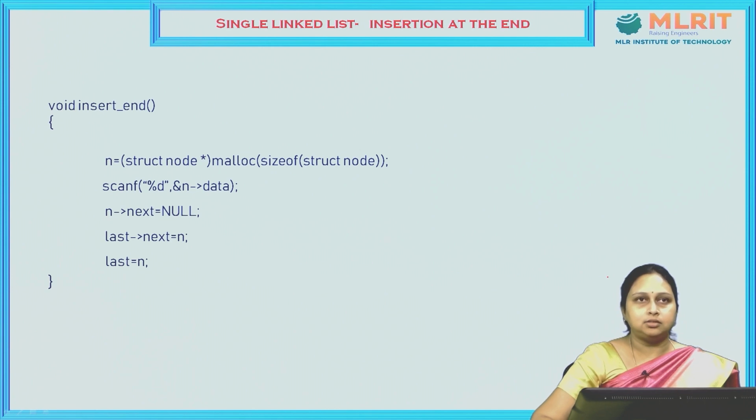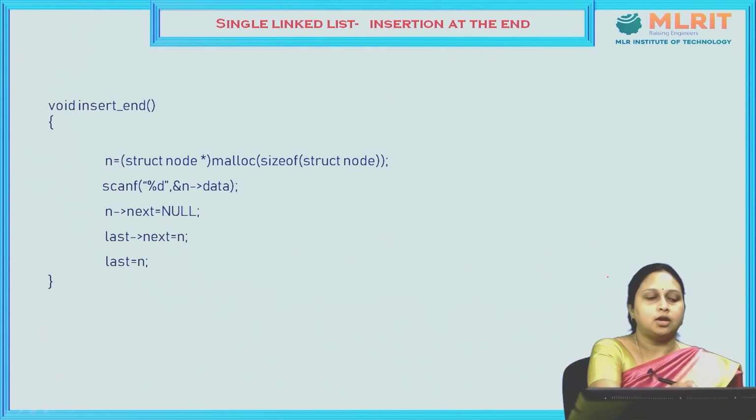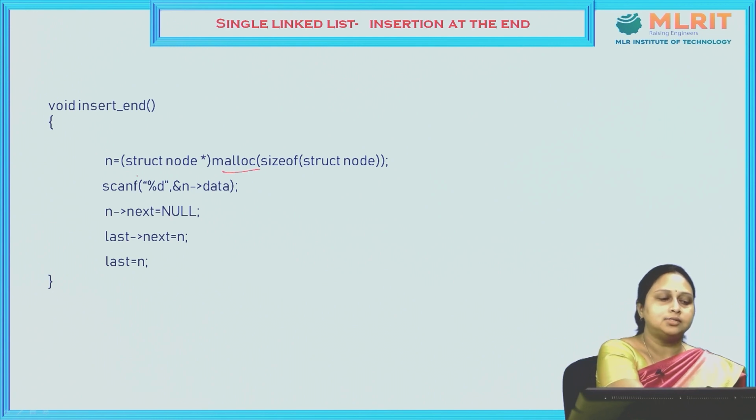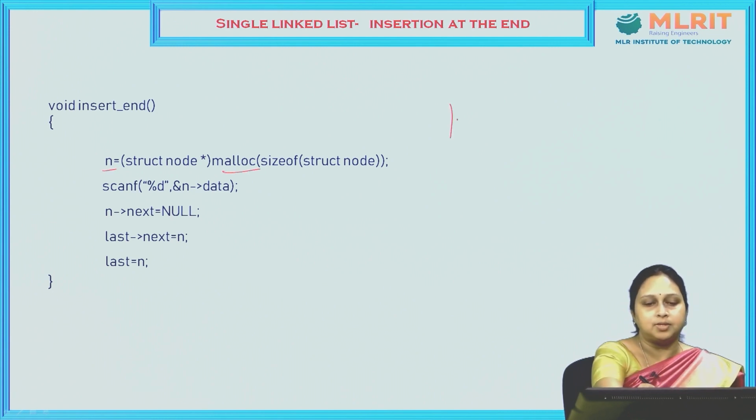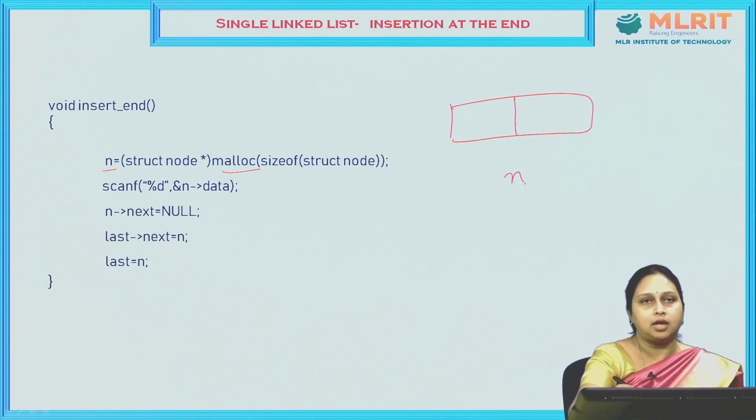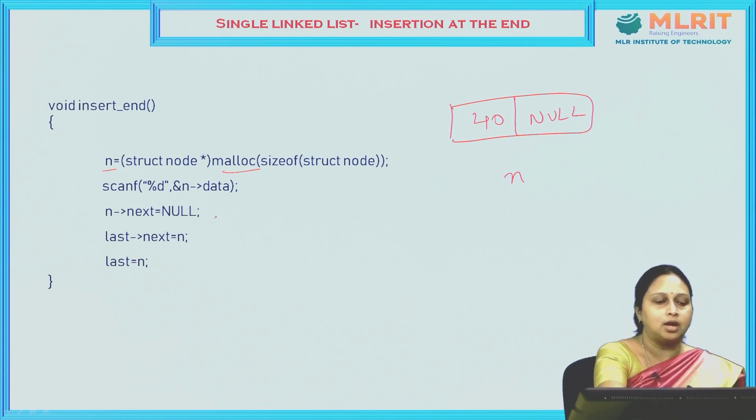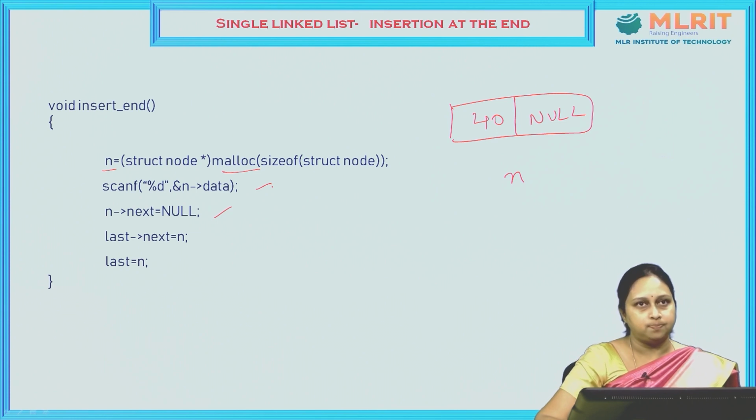Now we can see this is where we are going to write the code for this. We are going to allocate the memory, and that is referred with the address n. In the same way, memory is allocated and the name of this is n, and we are going to read the data value as 40, and we have initialized this to null. These are the two steps we have followed.